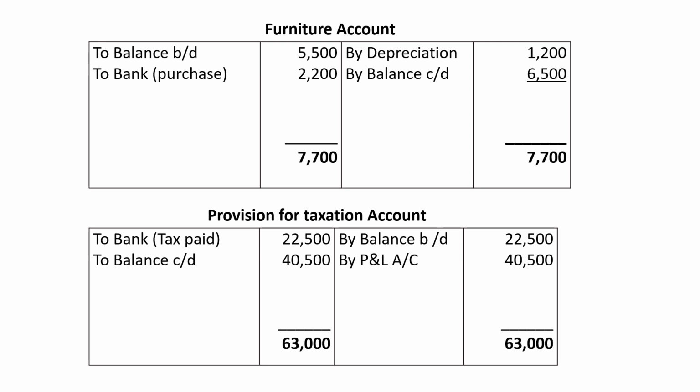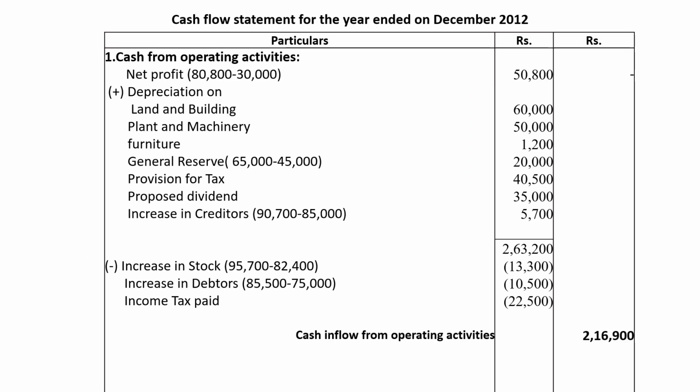Next, to prepare the provision for taxation account. Opening balance of provision 22,500. Closing balance of provision 40,500. Tax paid during the year 22,500. The difference amount transferred to profit and loss account is rupees 40,500. Cash flow statement for the year ended 31st December 2012.